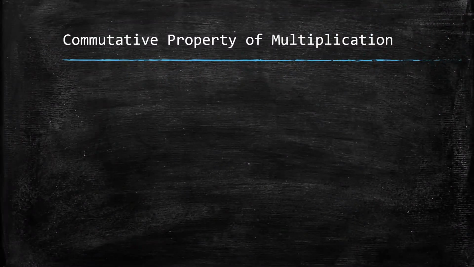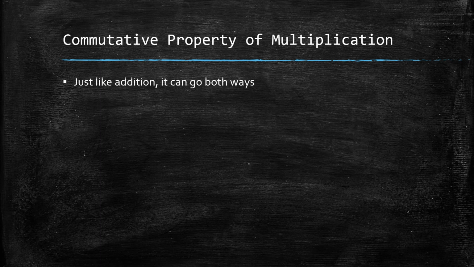Now, let's talk about the commutative property of multiplication. Now, I know this sounds really long and fancy, but it's quite simple what it means. Basically, just like addition, multiplication can go both ways. And I'll show you what I mean. 3 times 4 equals 4 times 3. 6 times 2 equals 2 times 6.